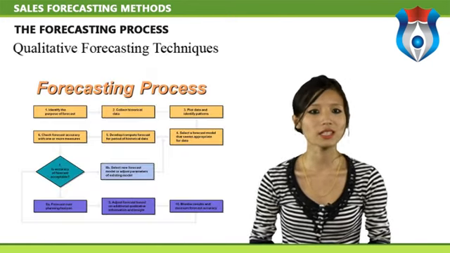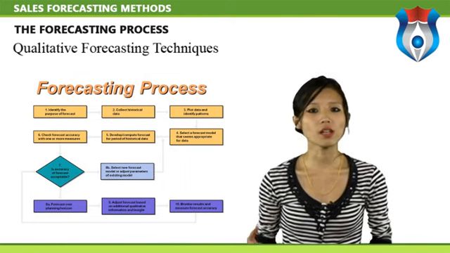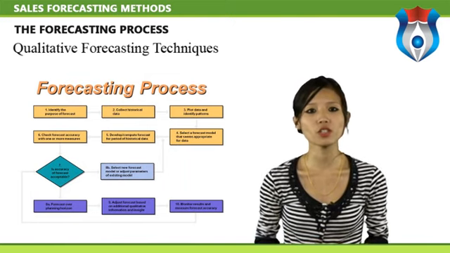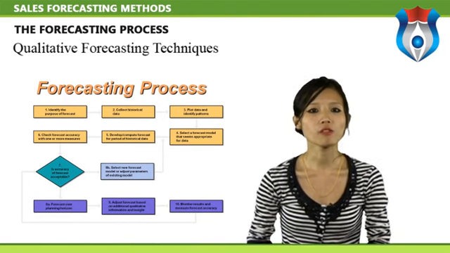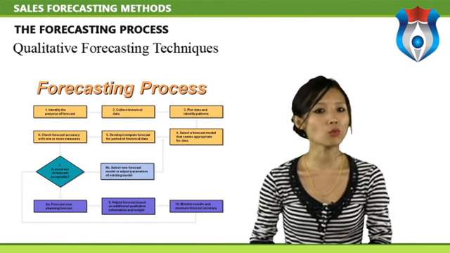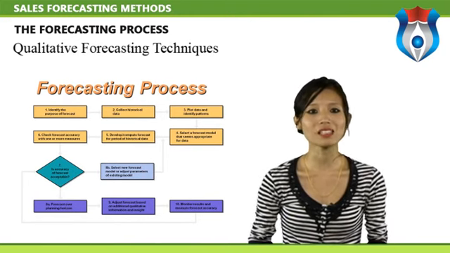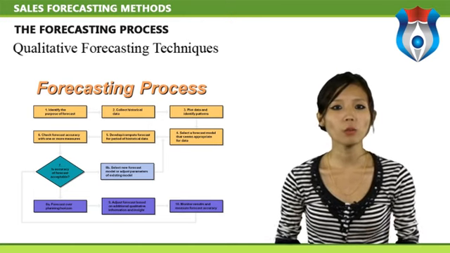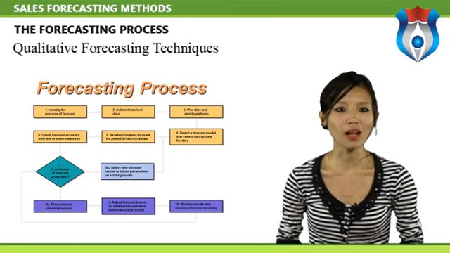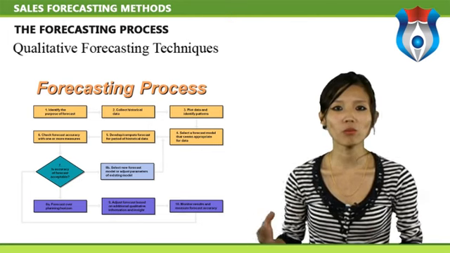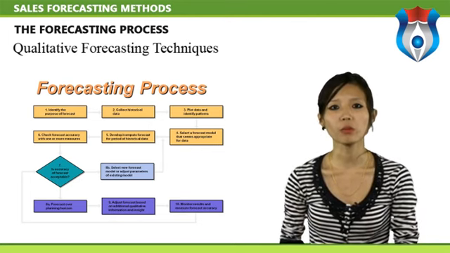Qualitative forecasting techniques are sometimes referred to as judgmental or subjective techniques because they rely more upon opinion and less upon mathematics in their formulation. The absence of past sales means that one has to be more creative in coming up with predictions for the future.